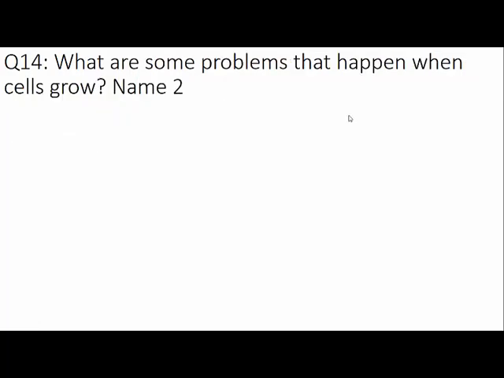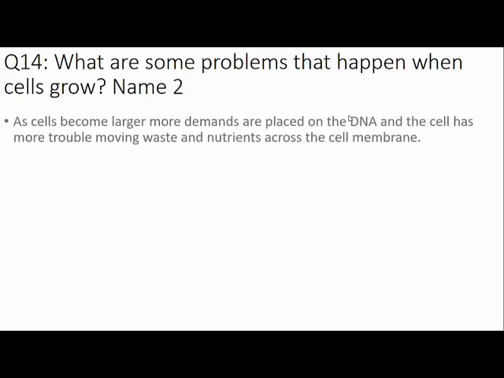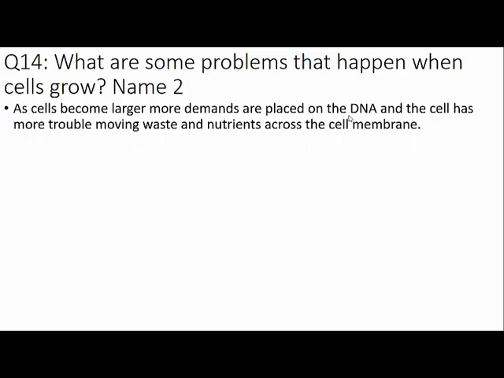So what are some problems that happen when cells grow? There's a multitude of problems that happen. These are the two most common. As cells become larger, more demands are placed on the DNA, and we just talked about that a couple questions ago. And the cell has more trouble moving waste and nutrients across the cell membrane because they are much larger.